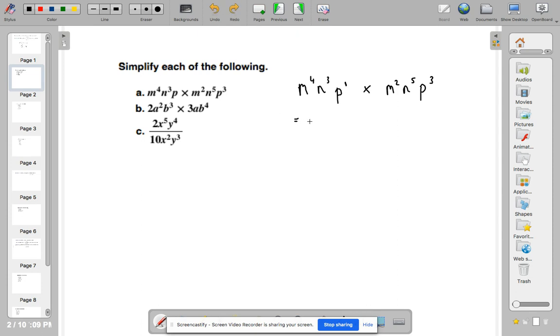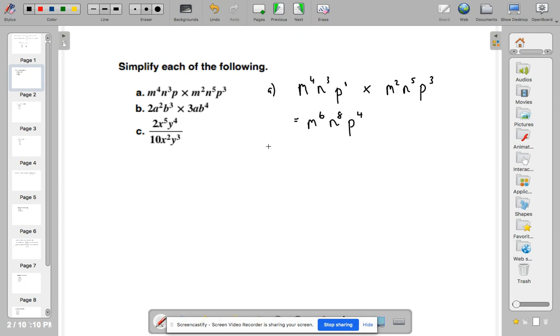So if I look at the m's first up, I've got m to the power of 4 times m to the power of 2. That will be m to the power of 6. N's, I've got n to the power of 3 times n to the power of 5, which is n to the power of 8. And p to the power of 1 times p to the power of 3 is p to the power of 4. So I've got m to the power of 6, n to the power of 8, p to the power of 4. That would be the answer to question A there.